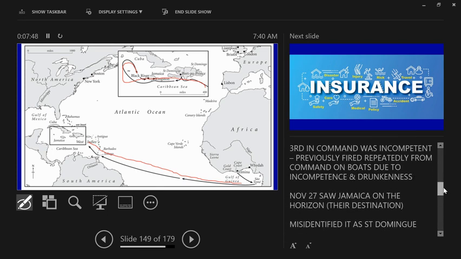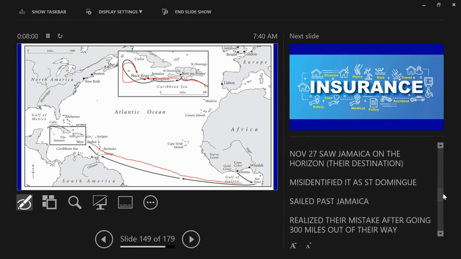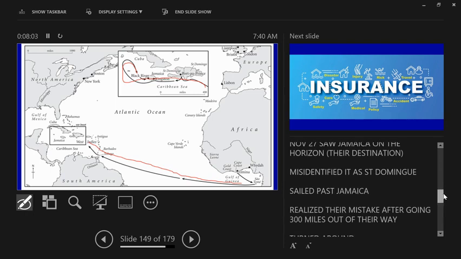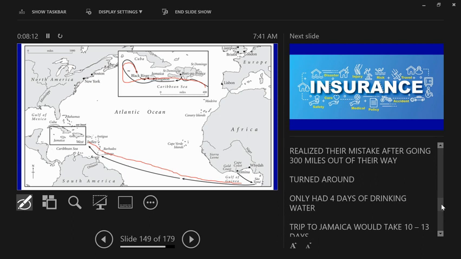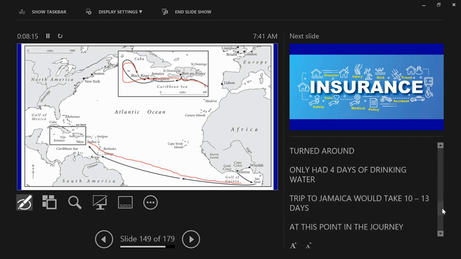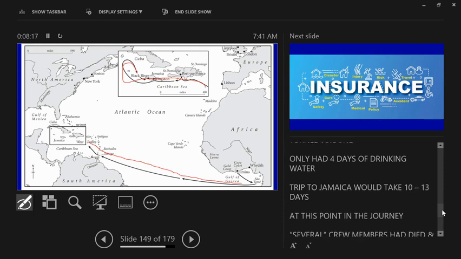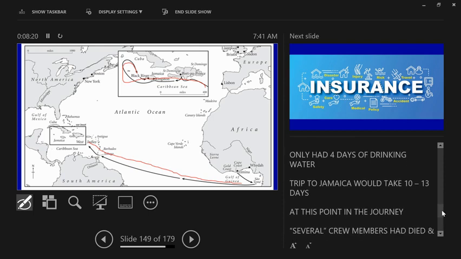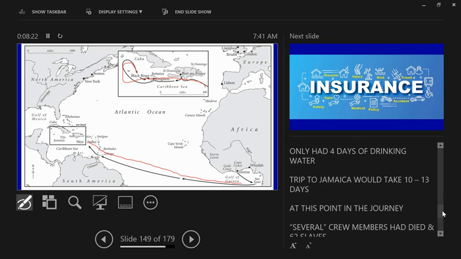We talked about incompetence with the Raft of the Medusa. He had been repeatedly fired from command on boats due to incompetence and drunkenness. So on November 27th, when he saw Jamaica on the horizon, that is the place where they were supposed to stop, he misidentified it as Saint Dominique, and they sailed past Jamaica. They realized their mistake after going 300 miles out of the way, and then they turned around. They only had 4 days of drinking water left, and the trip to get water would have taken 10 days.